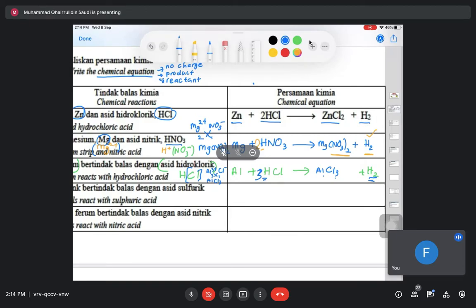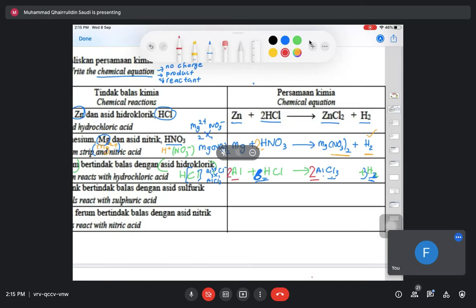So 3 times 2 will be 6. And then how can we make these 2 hydrogen 6? Times 3. We put 3 in front. And then hydrogen is now balanced. Chlorine is not balanced. We have 3 chlorine here, but we have 6 chlorine here. What should we do? Times 2. So we put 2 in front. Now chlorine is balanced, hydrogen is balanced. Aluminium is not balanced. Aluminium here we have 2, aluminium here we have 1. So what should we do? Put 2 in front.